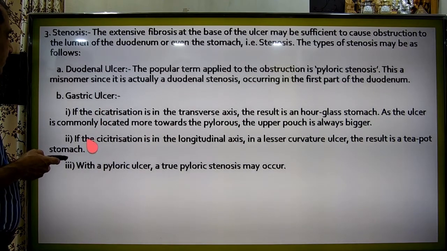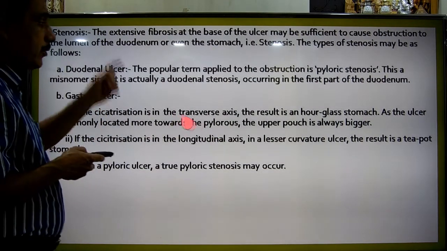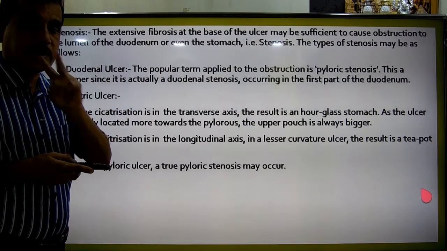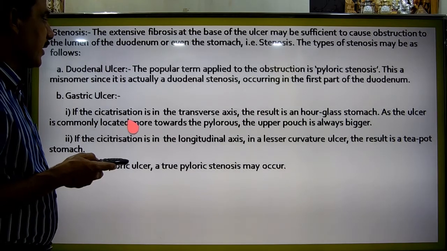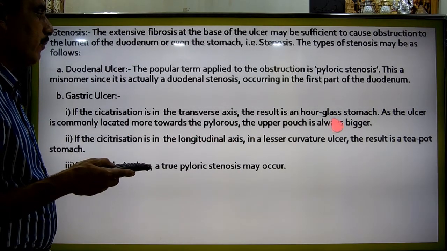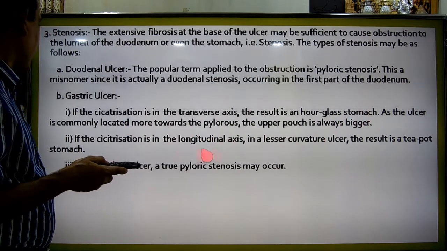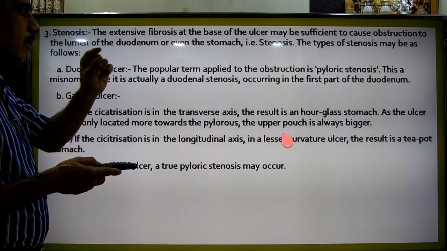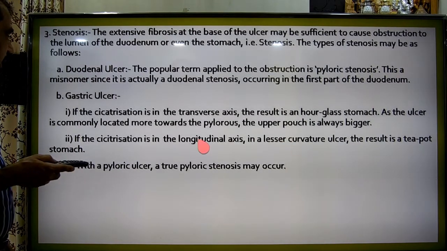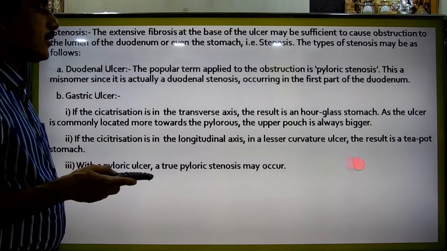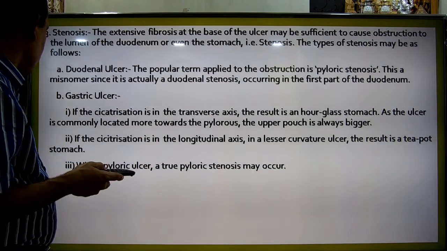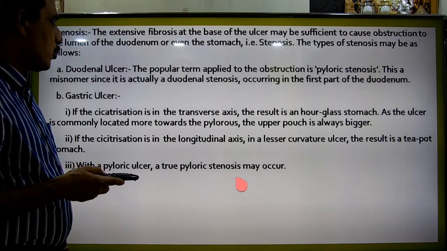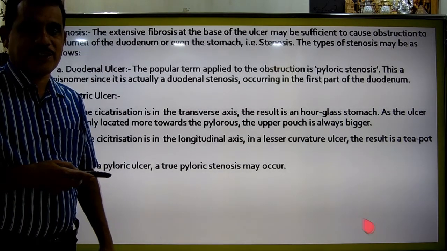In the gastric ulcer, cicatrization takes place. If transverse cicatrices are there, there will be stenosis at two sides in the gastric ulcer. If one transverse cicatrice is there, there is formation of an hourglass stomach, and the ulcer is commonly located more towards the pylorus and causes narrowing at the pylorus. If the cicatrization is longitudinal along the lesser curvature, this results in a tripod stomach. While a pyloric ulcer will cause true pyloric stenosis.